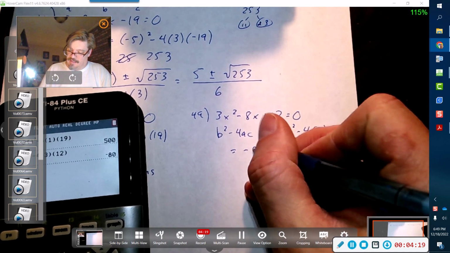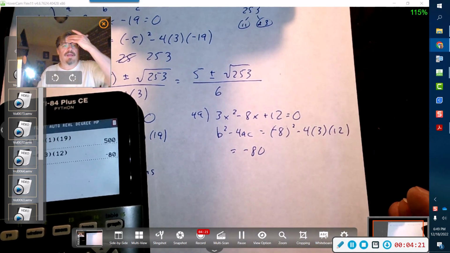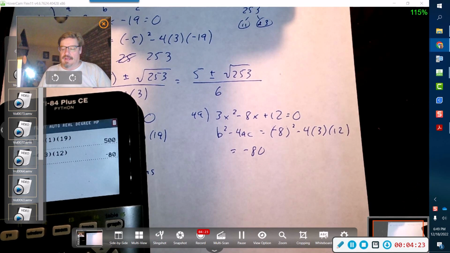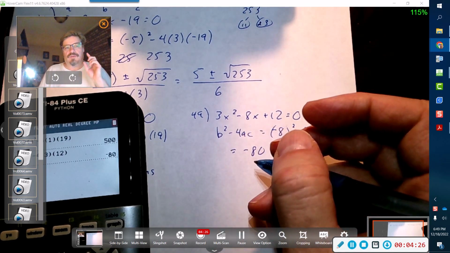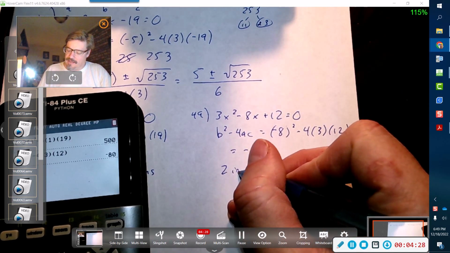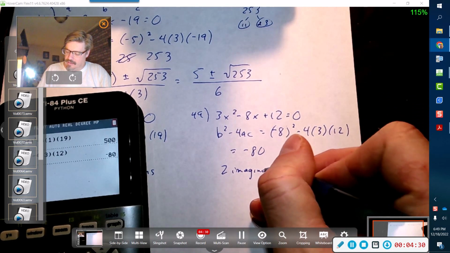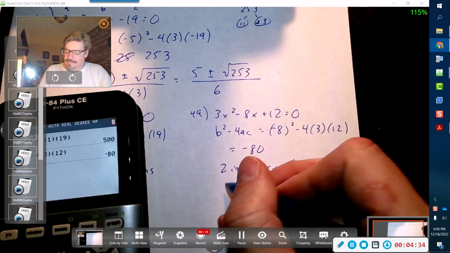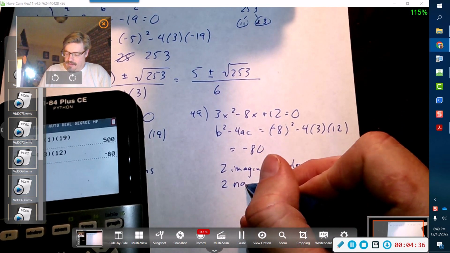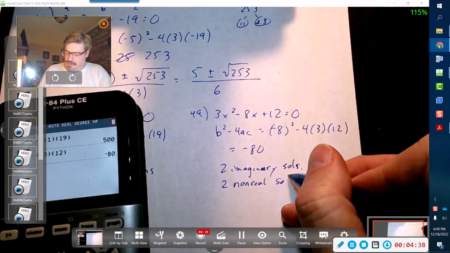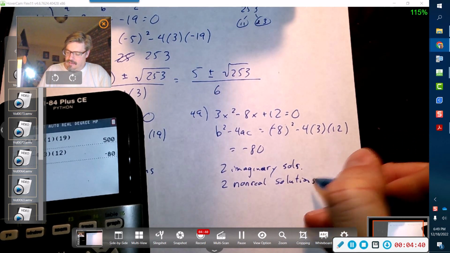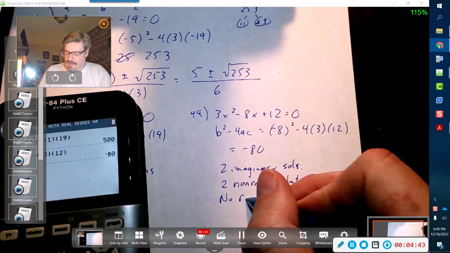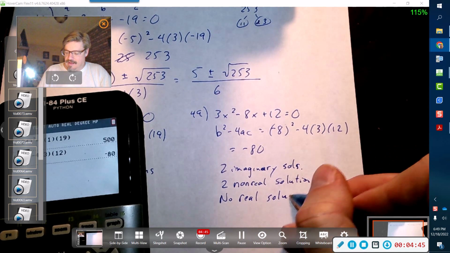Okay, negative 80. So what this means is that I would end up taking the square root of a negative number, so there's two ways to write this. You could say two imaginary solutions. Okay. You could also say two non-real solutions. Okay. Or you could say no real solutions. They all mean the same thing.